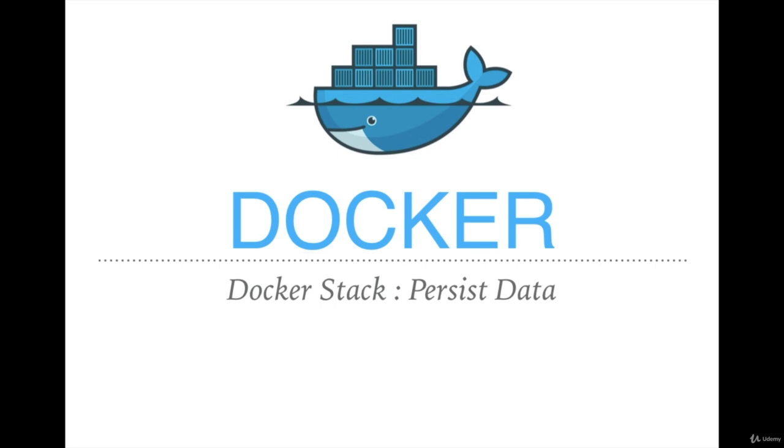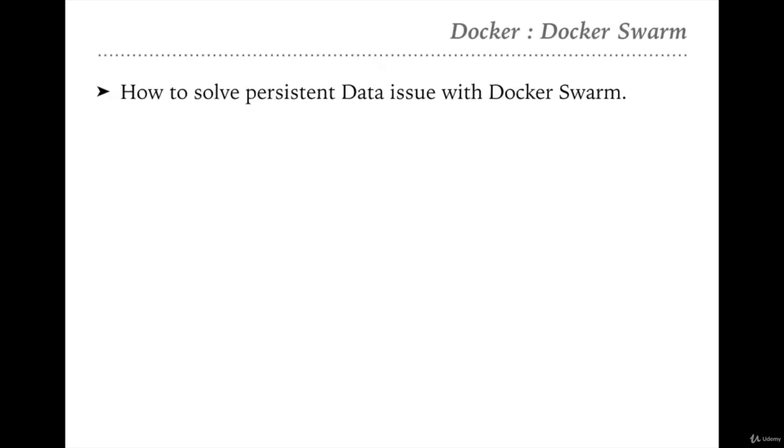So let's start. In this lecture, we are going to resolve the persistent data issue with Docker Swarm. First we need to understand why persistent data is an issue with Docker Swarm. It is an issue because in Docker Swarm, your container can execute on any of the nodes. If you define a mount point with a persistent volume on a directory, then this time your container may be running on node 1, and the next time you spin up the container it may execute on node 3.